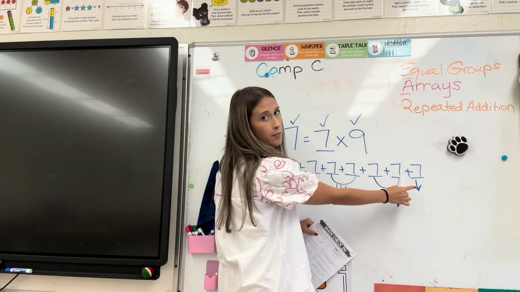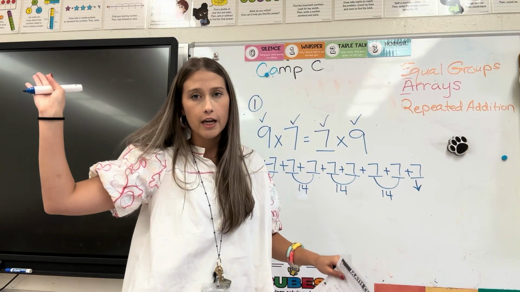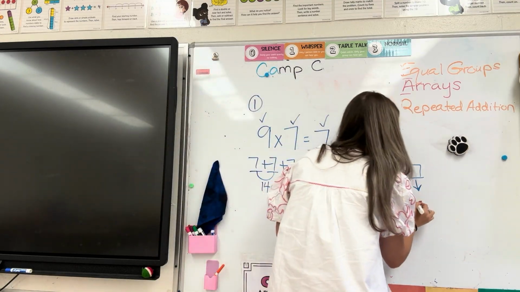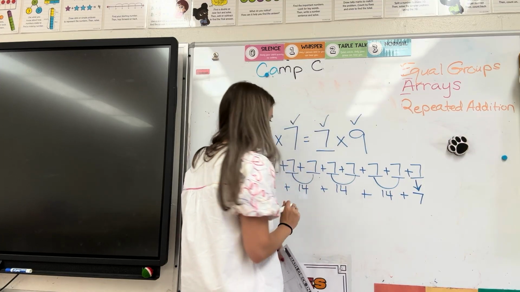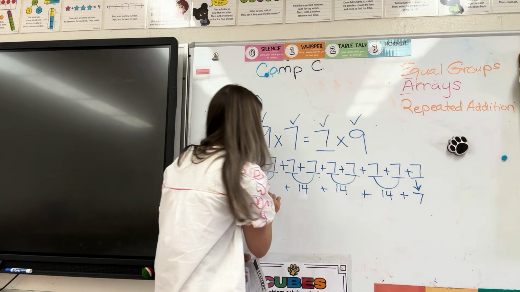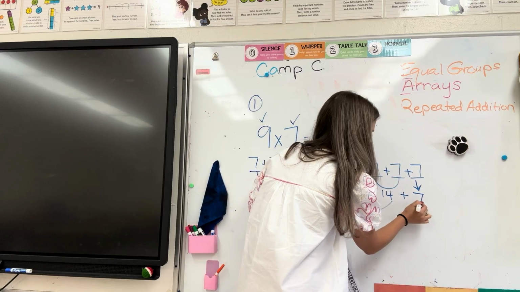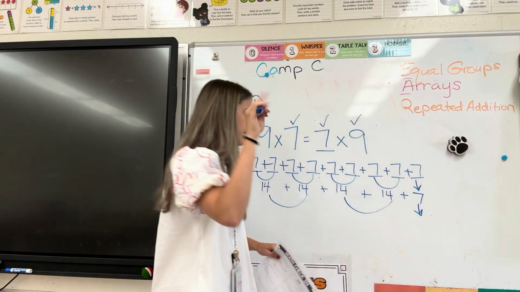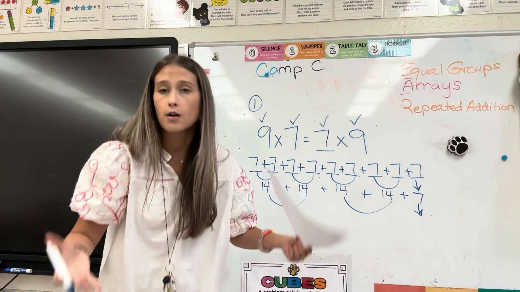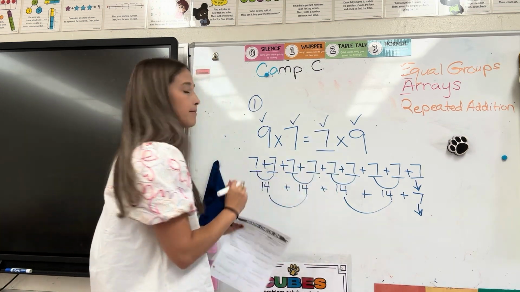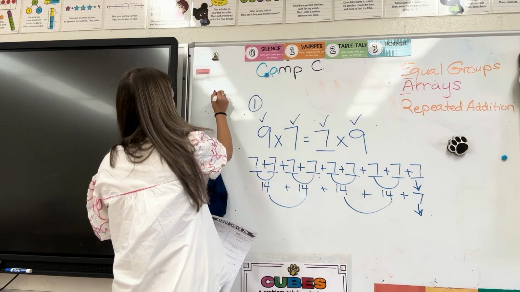This 7 doesn't have a partner, so am I going to just chop it off and forget about it? No, I'm going to drop it down. Fill in my plus signs. I'm doing repeated addition still. I've got to partner them up. Drop my 7. I'm not chopping it. I'm dropping it. 14 plus 14. I don't have 14 fingers, so I can't count that up on my hands.